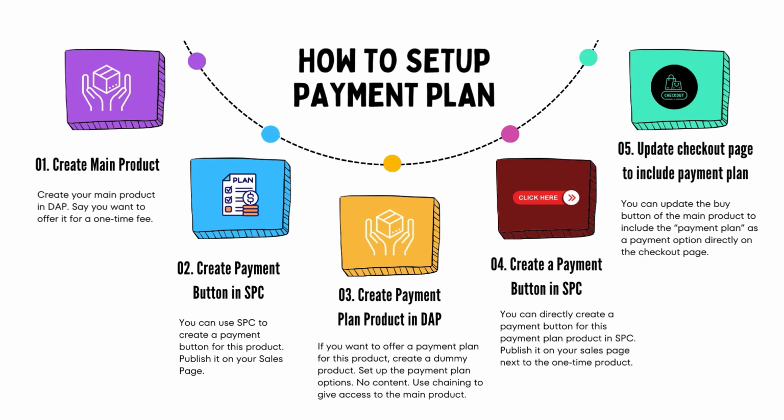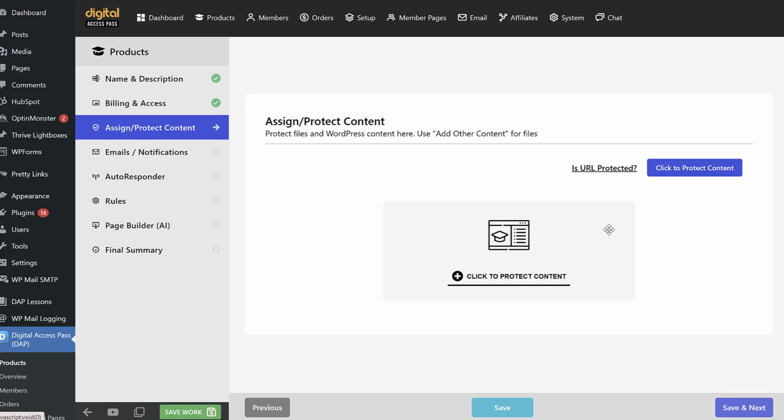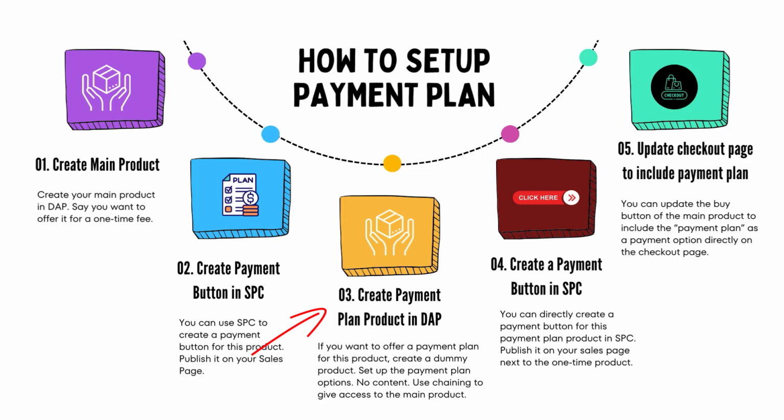Now, what you want to do is also offer a payment plan. Create another product in dApp, and this one is just a dummy product. The reason you're creating this product is so that you can set up your payment plan. You're not going to set up your content under this product because you don't want to duplicate your content. Your content is already there as part of the main product. So all you have to do is create a dummy product. Don't set up any content under this product. Just set up the billing agreement, which means set up your payment plan options in the payment section of this product.